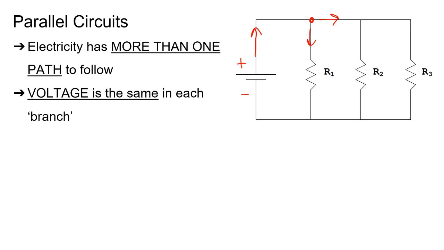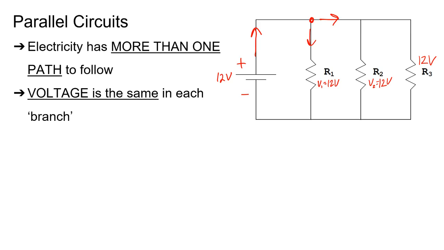For parallel circuits, the voltage is the same in each branch. So what that means is if we have a power supply of 12 volts, that means that the voltage through R1 is going to be 12 volts. The voltage in R2 is going to be 12 volts. And then, yep, you guessed it, the voltage drop across R3 is going to be 12 volts.